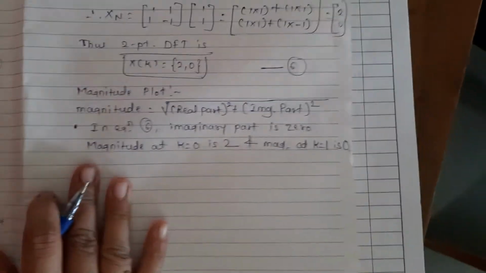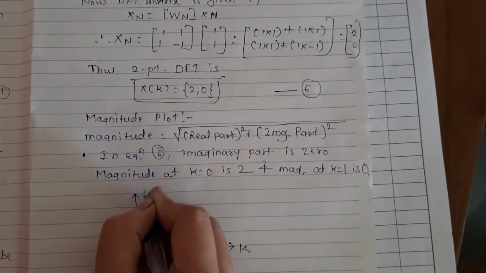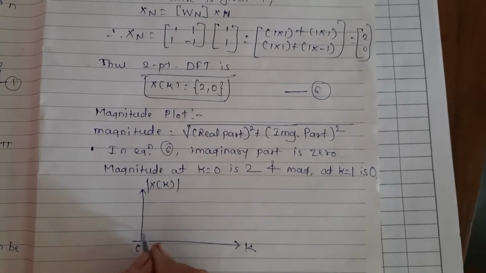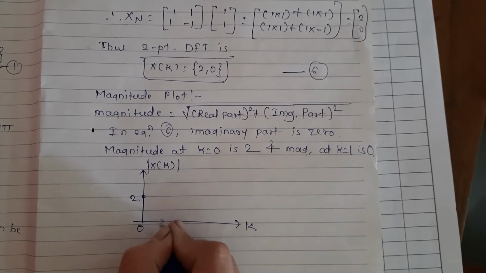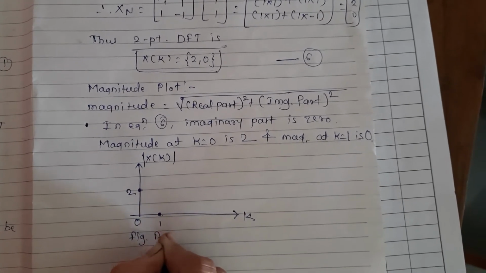So we have to draw this. This is k, it is magnitude of X of k. For 0 it is 2, and for 1 it is 0. This figure is for magnitude plot.